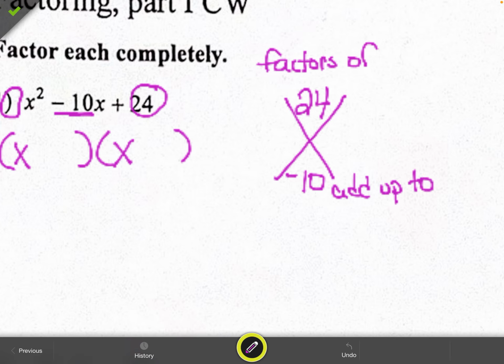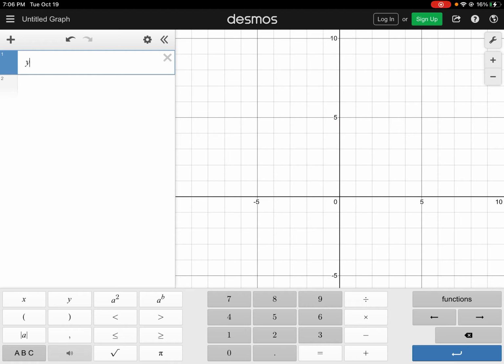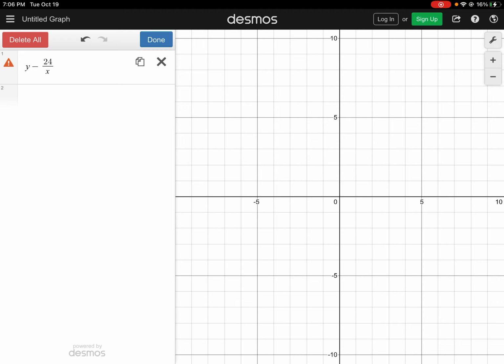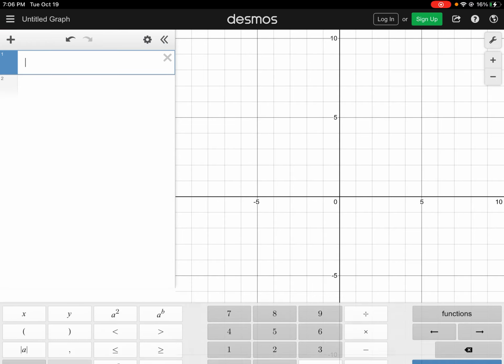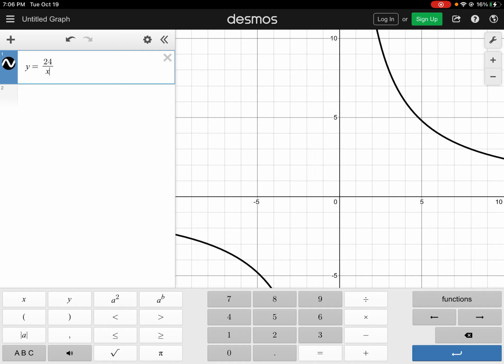Now, again, if you're super good with your multiplication tables, then you can probably work this out. It's a little more challenging with the negative 10 for sure. But if you're not, we don't care. Desmos is our friend. Y equals, we're looking for factors of 24, so 24 divided by x, go to your table. Oh, nope, I didn't want to copy. Let's try that again. Y equals 24 divided by x. There we go.